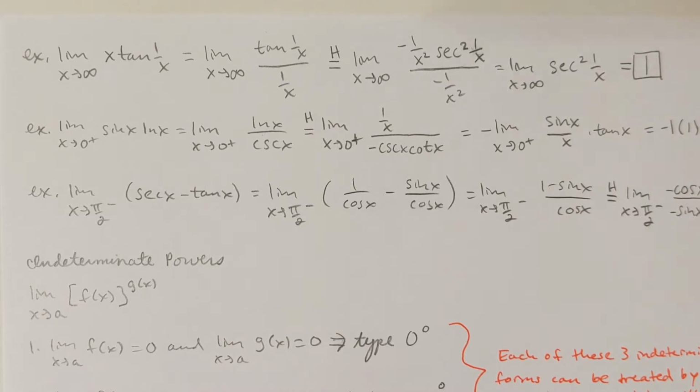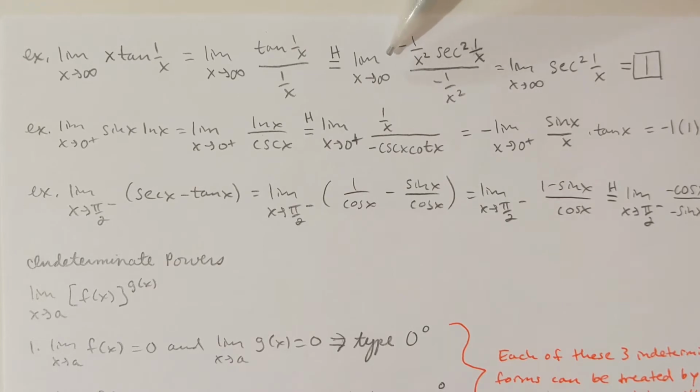Instead, I want to rewrite x as 1 divided by 1 over x, and I've now got a quotient. So maybe I want to see if I'm in indeterminate form now. Well, the limit as x approaches infinity of 1 over x, that's 0. Tangent of 0 is 0. So yeah, you're in indeterminate form, 0 over 0, which means that you can use L'Hopital's rule. Okay, so I'm going to go ahead and do that here on the next line.